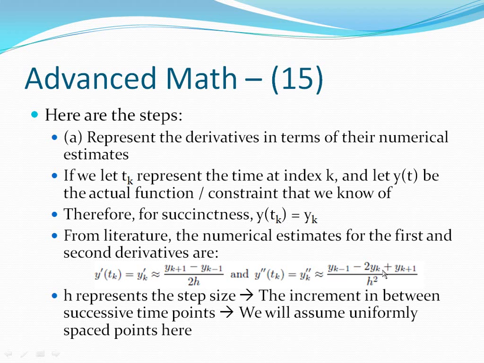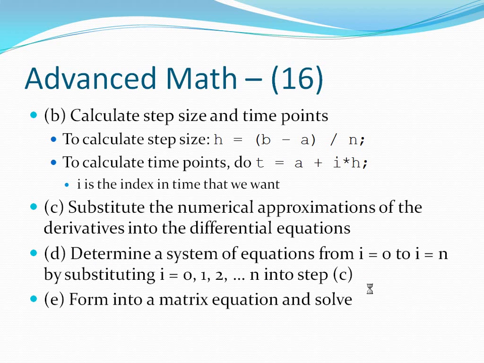To calculate the step size, you use b minus a divided by n. If you remember Riemann sums, this is how it's defined. You want to figure out what the time increments are, and that's how this is calculated. To calculate the time points, you do a plus i times h, where i is the particular index that we want.